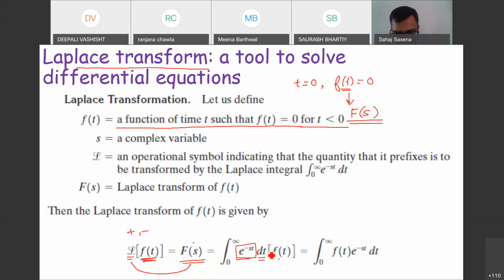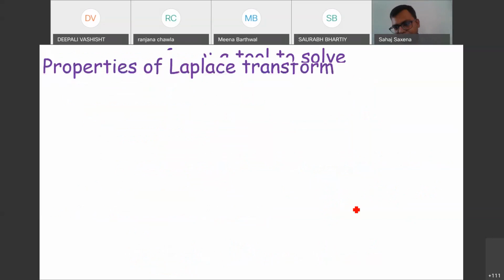So we have the function f(t). First we multiply it with e raised to the power minus st, then integrate it from 0 to infinity. Whenever you integrate it using mathematics, whatever the function is, you will get a function in terms of s, and that is my Laplace transform. So without doing much multiplication, subtraction or integration, we have some ready-made tools.